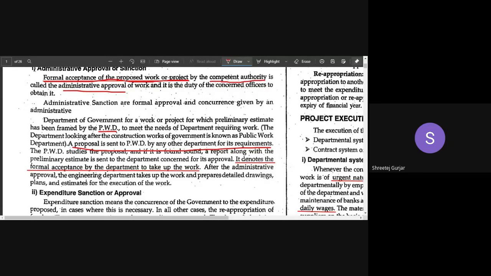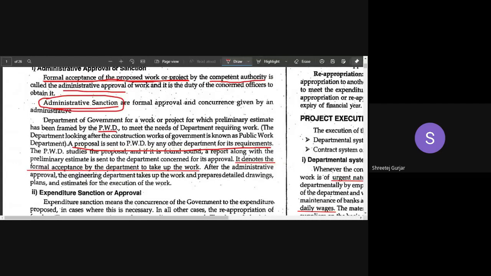The next thing, after the administrative sanction, the engineering department starts its work, and they start to prepare the detailed drawings. They start to prepare the design. They do the design, they do the calculations, they prepare the detailed drawings, detailed plans, and the detailed estimates that are required after this administrative sanction is done.